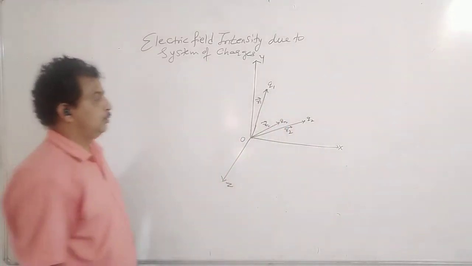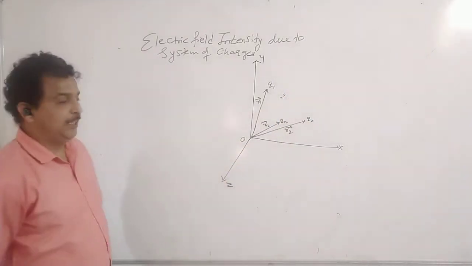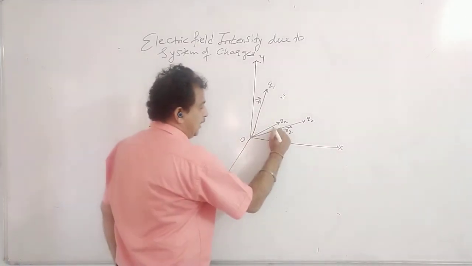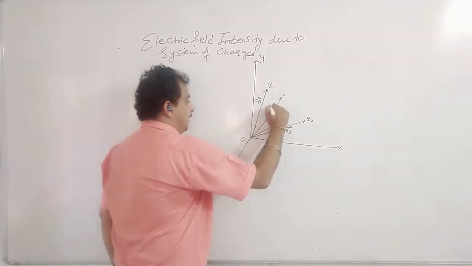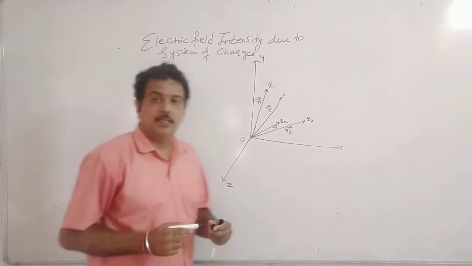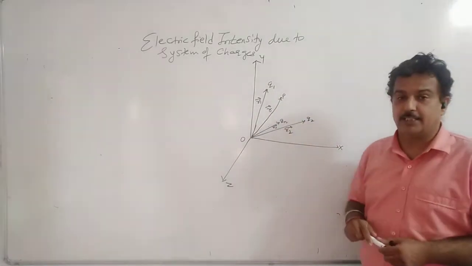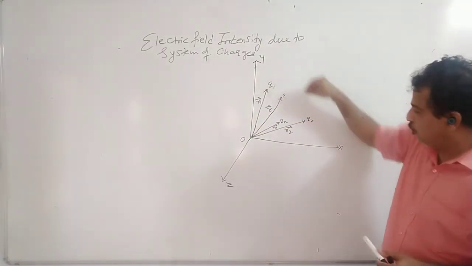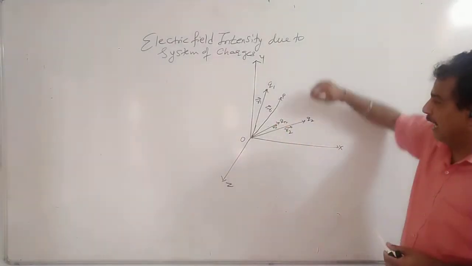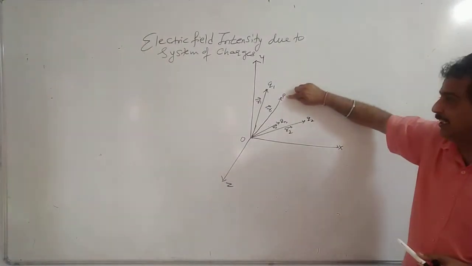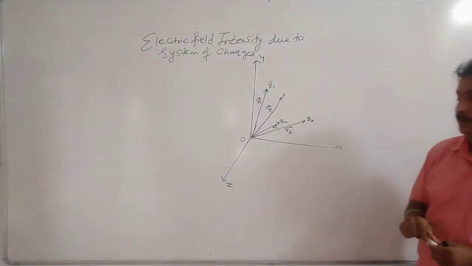Now we need to find the electric field intensity at point P. I will name its position vector as R vector. If you remember, in Coulomb's law we found the force acting on charge Q2 due to a system of charges. Here Q1, Q2, Q3, Q4 up to Qn are all source charges, and we have to find the electric field intensity at point P due to n charges in a system.